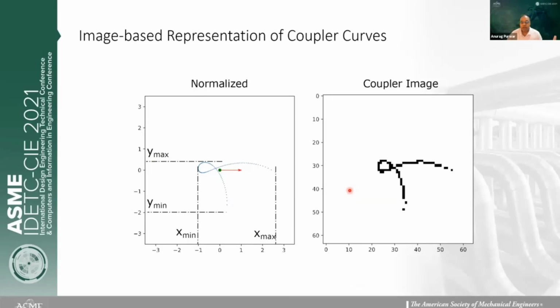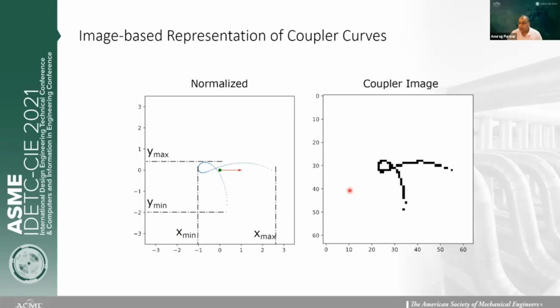As I mentioned before, we are using an image-based representation of the coupler curves. So what we want to do is take a bunch of coupler curves generated by different mechanisms and first normalize them so they fit within a standard size, and then we discretize them. Here we are using a 64 by 64 image because that seems to work very well. Convert into a grayscale image. So every coupler curve is basically discretized into a bunch of pixels.